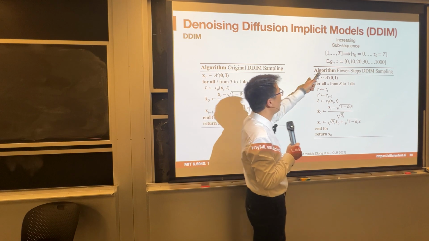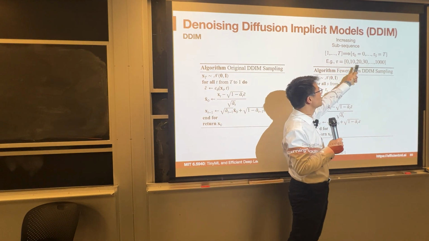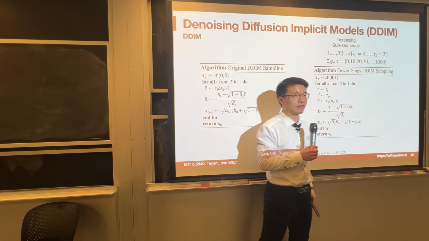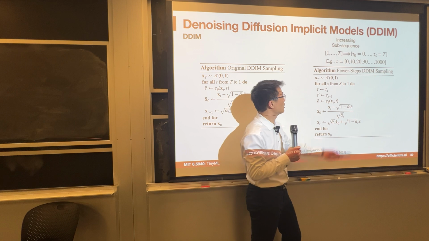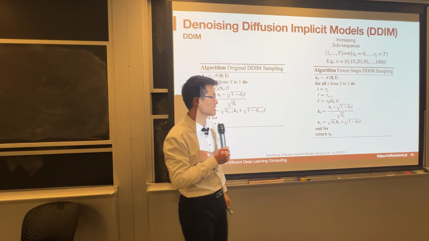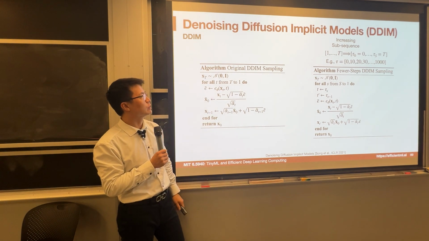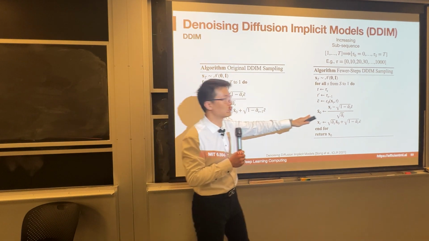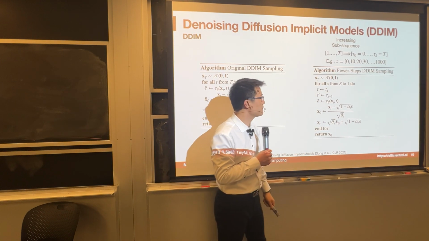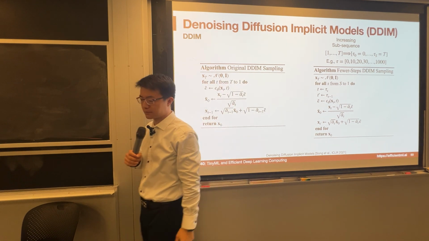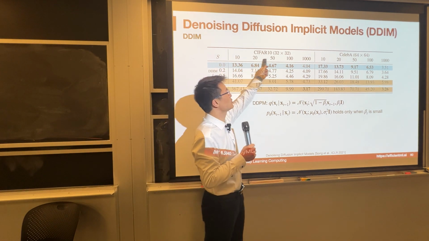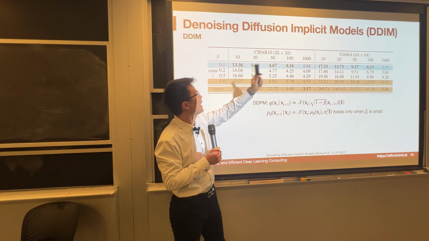So now we sample this tau, from 0 to 10, 20, 30, all the way to 1,000. So it skips 10 steps in the middle, making the total number of steps a lot less. Compared with the original DDIM sampling, this is the fewer-step DDIM sampling using tau, to reduce the number of steps. And we can see the results using 10 steps all the way to 1,000 steps using DDIM.